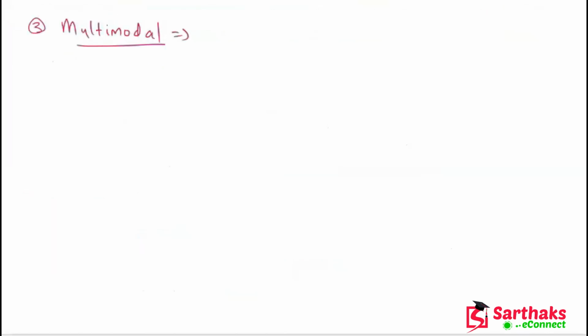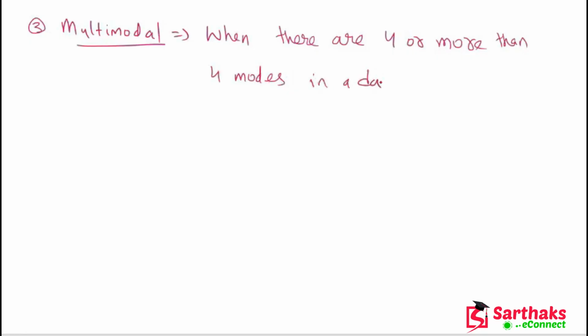What is multimodal? When there are 4 or more than 4 modes in a data set, then the set is called multimodal. I hope you understand these things.